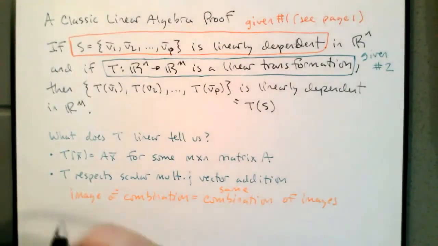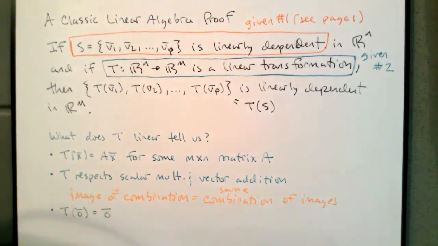Oh, which reminds me of another thing. T is a linear transformation. That means that the image of the zero vector will be the zero vector. I knew there were three. I was just blanking on the third one.